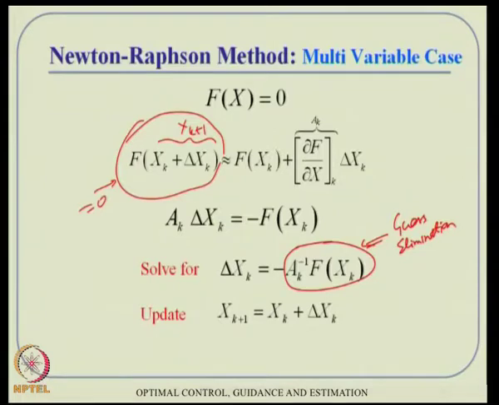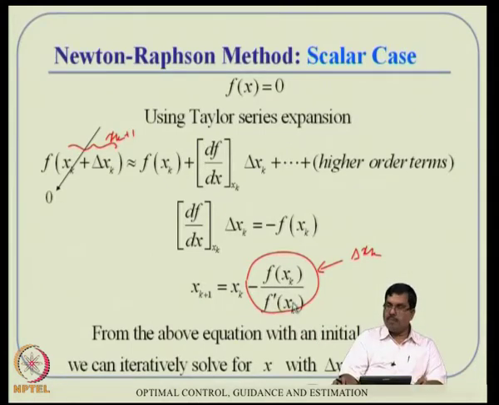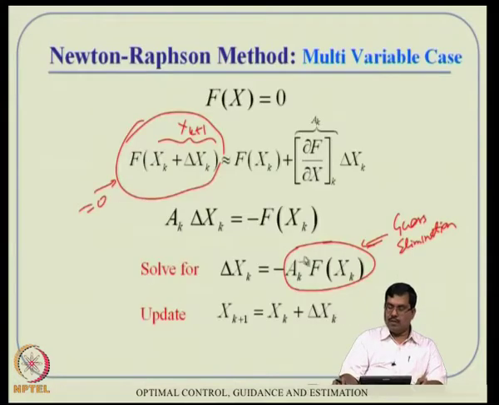You can use Gauss elimination to compute that in a faster way. Then you can update, and you get x_{k+1} is x_k plus delta x_k. Very similar to what you have here, instead of dividing by f dash of x_k, because in matrix theory you cannot talk about 1 over a matrix, that is not defined. So, it is negative of A_k inverse multiplied by that. That is the only difference.